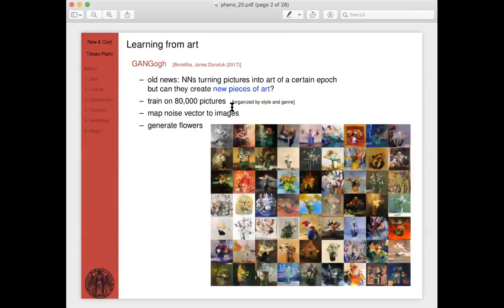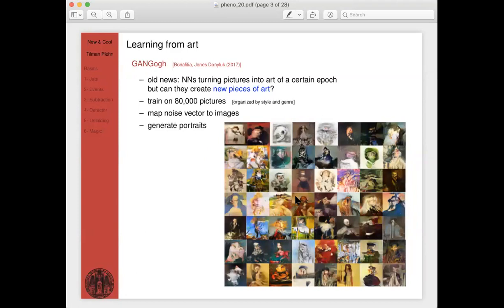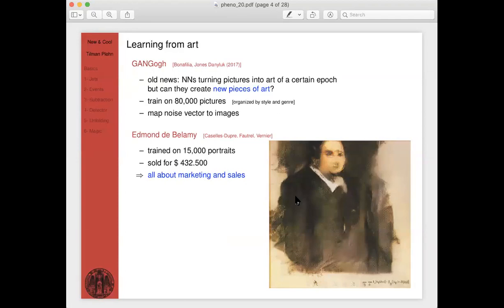And you train a network that maps a noise vector, a vector of random numbers, to actually generate these images. Then you do that, and you see here a bunch of flowers that were generated that way. That was one of the genres considered in this program. The other one is portraits, and the most famous one, I guess, is Edmond de Belamy, from 2017, a picture generated by a generative network trained on 15,000 portraits, the same order of magnitude as before, which sold for $432,500.